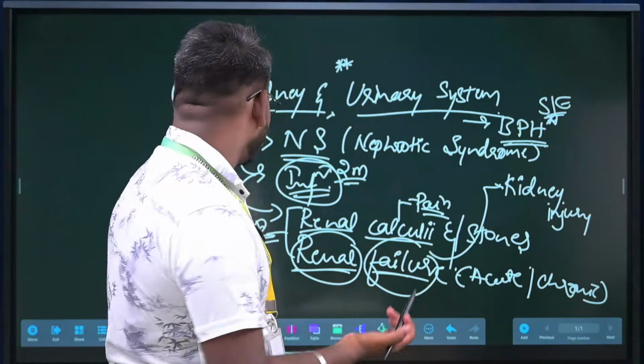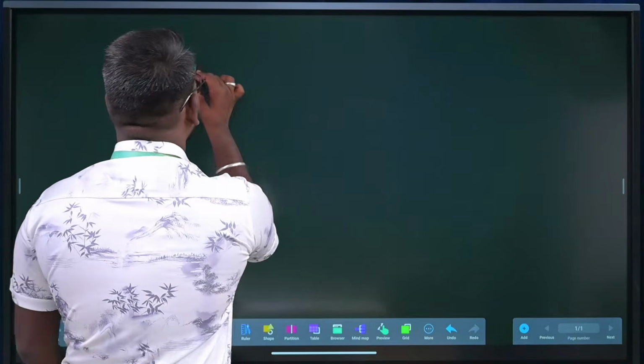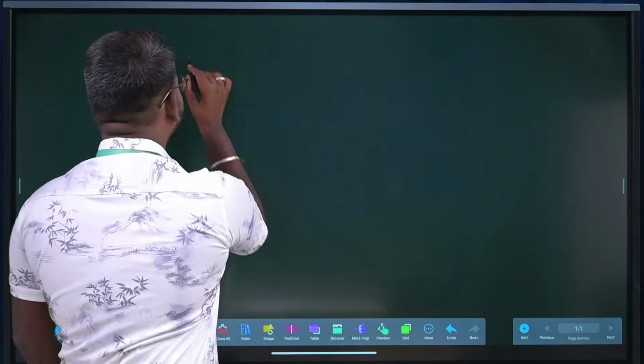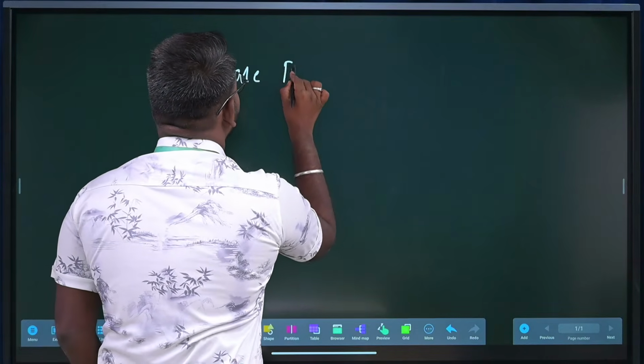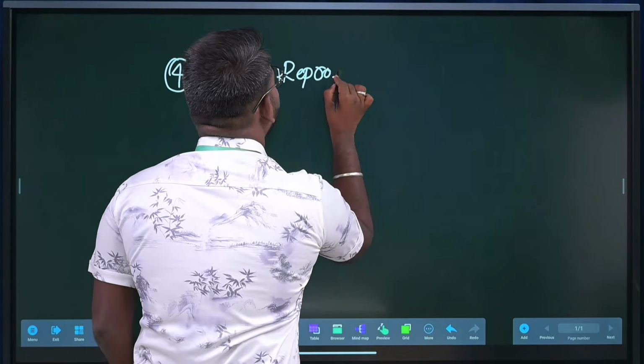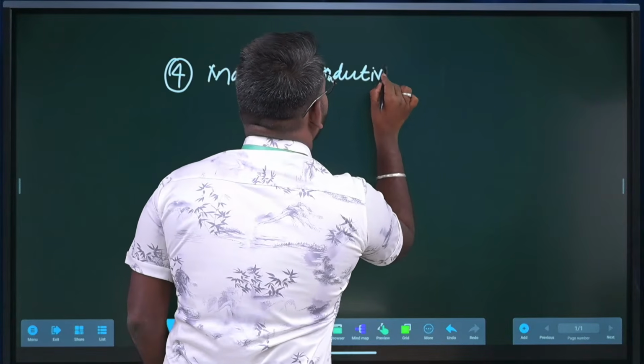So next we will move on to the next unit. The next unit is unit number 4, the male reproductive system.